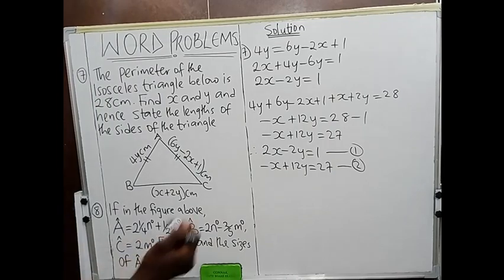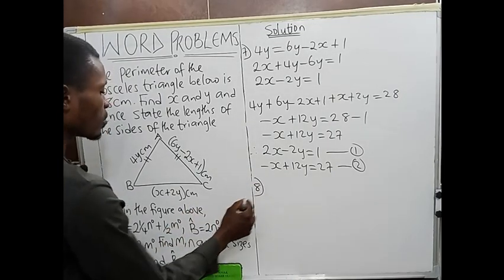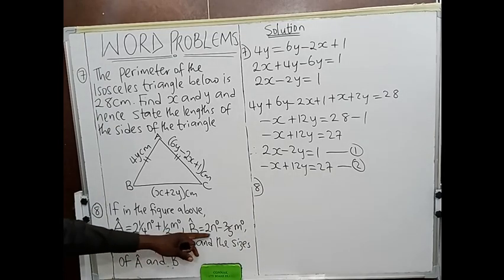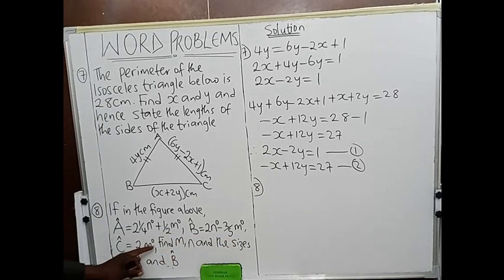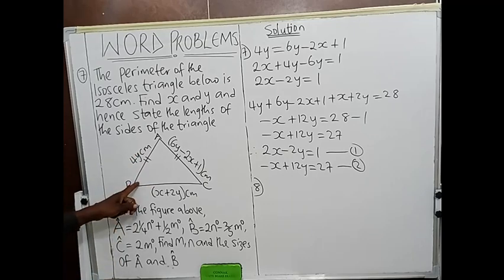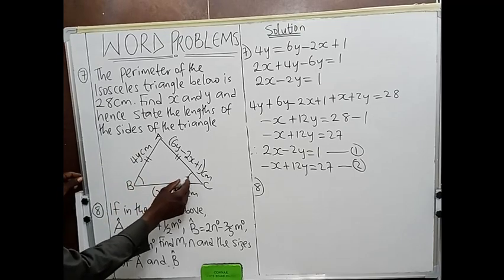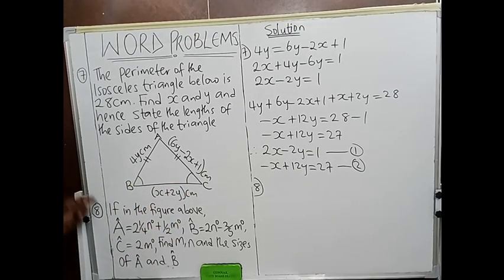All right, now for question 8, it says if in the figure above, angle A is given to be this, angle B is given to be this, and C to be this, find m and n and the sizes of angles A and B. Now, what do we know about the angles of this isosceles triangle? We know that the base angles are equal. These angles are equal. All right? B equals C.